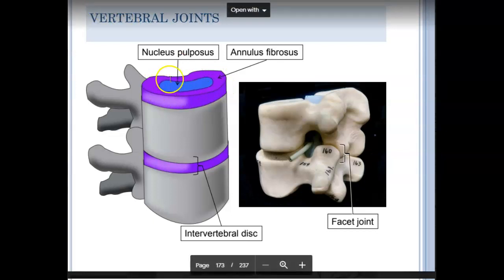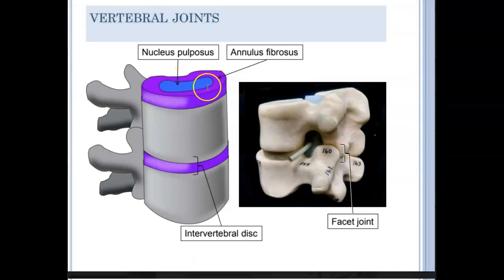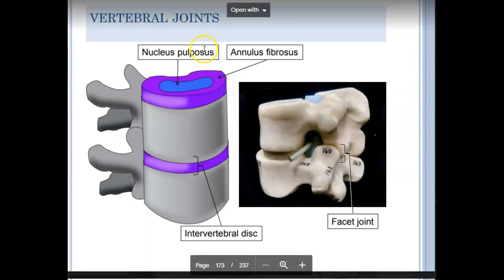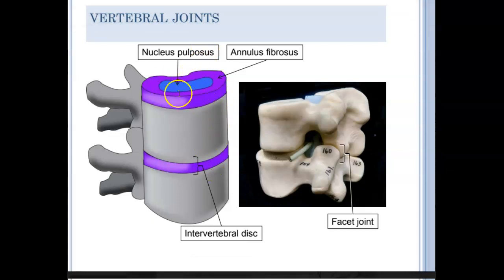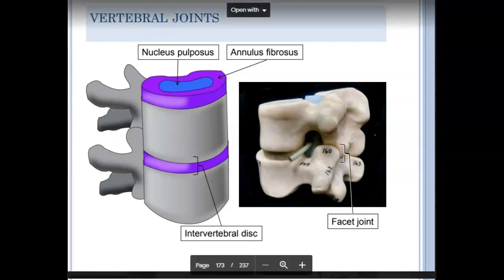And it's completely surrounded by the annulus fibrosus, which helps stabilize this intervertebral disc. So the disc is made up of these two parts.